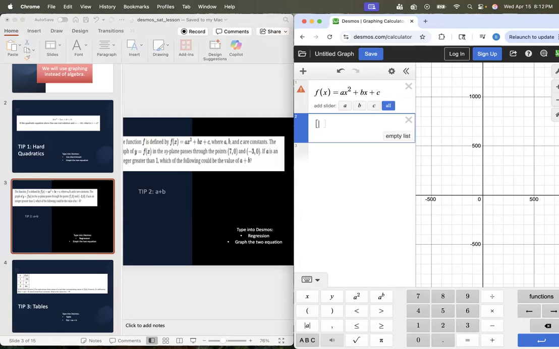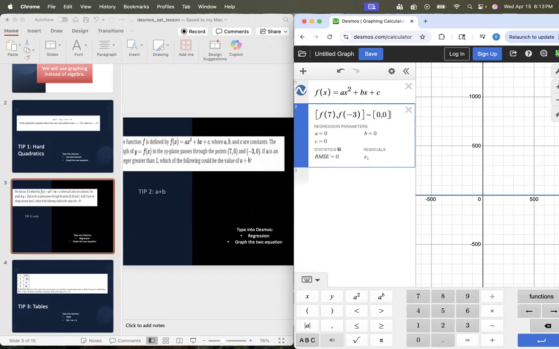They told you that f of 7 is 0 and f of 3 is minus 30, so the regression y1 is equivalent to a x1 squared plus b x1 plus c. But you can see that we're getting a equal to 0, c equal to 0, b equal to 0. We have to define them. If you look here, it says a is an integer. That's why we get a slider to figure out how we're going to define those variables.